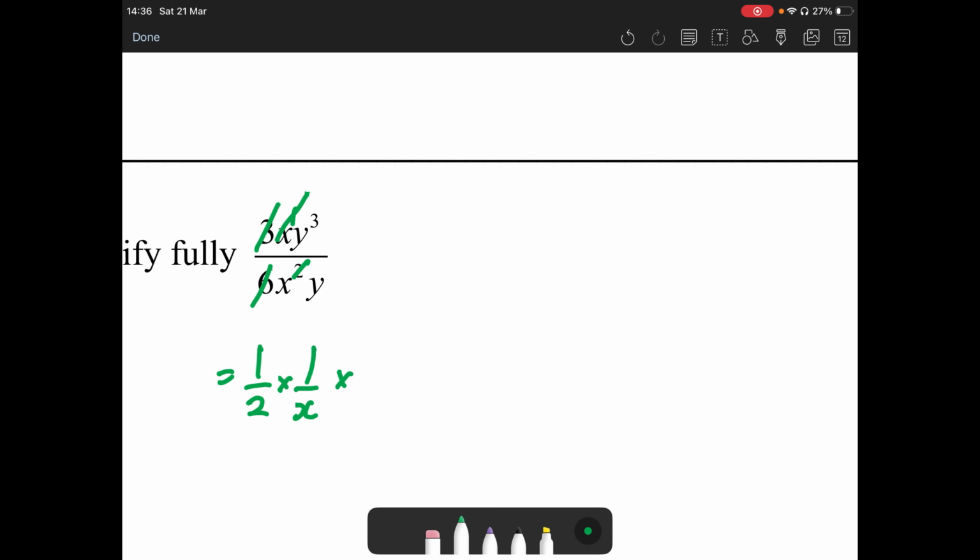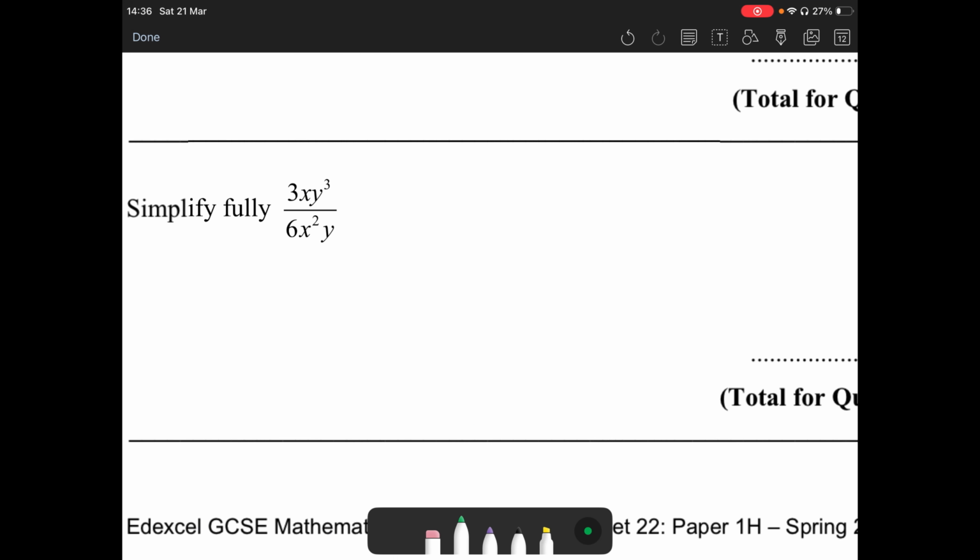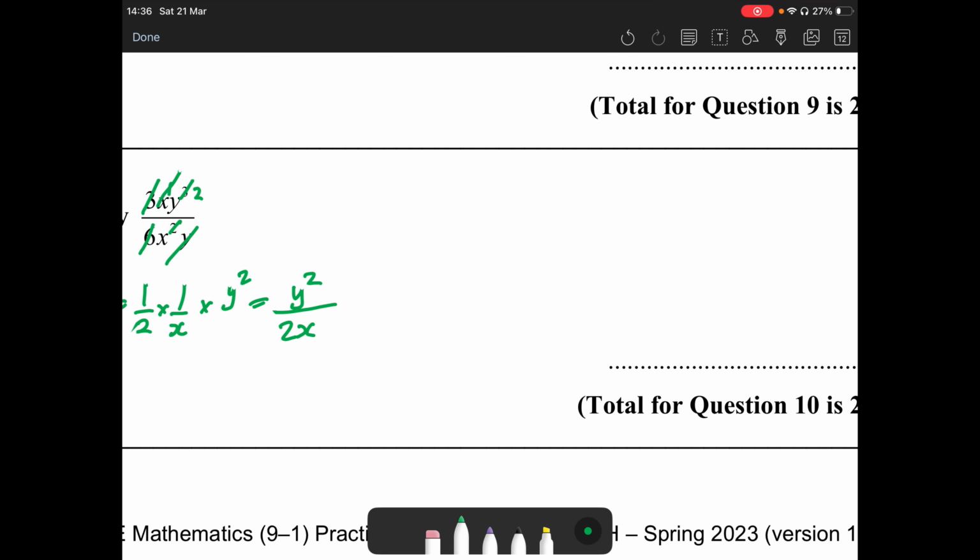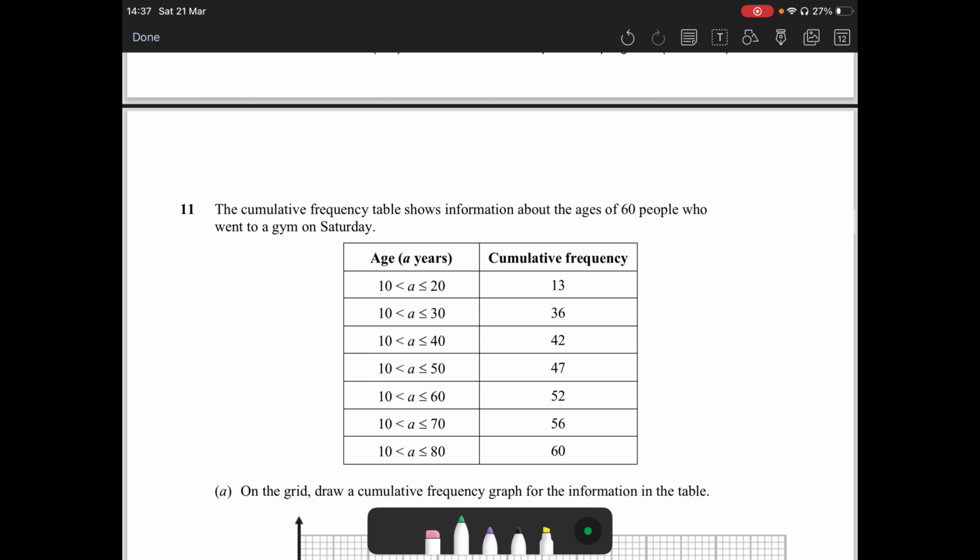And then as far as y's go, one of the y's here would cancel out with one of them there, but it would still be y squared. So tidying this up, the numerator would simply be y squared. The denominator would be 2x. That would be the answer, y squared over 2x. Let me just double check the mark scheme here, because you never know. 9A was right, 9 was right, 10 was spot on. Okay, this is going a lot better than last time.